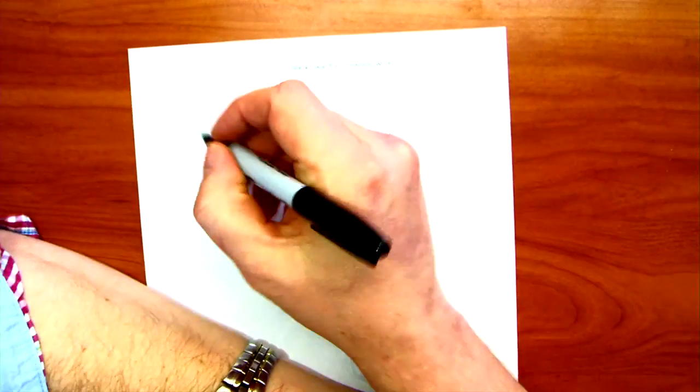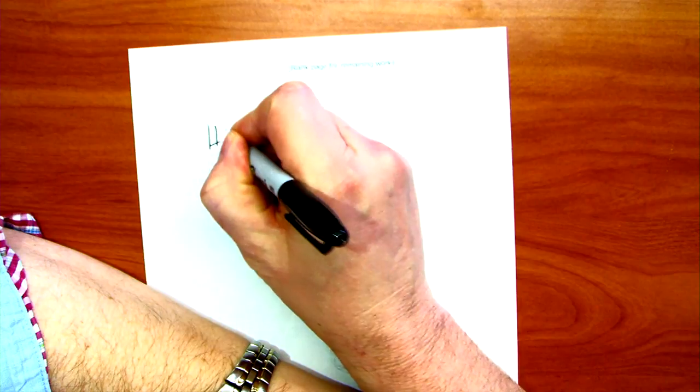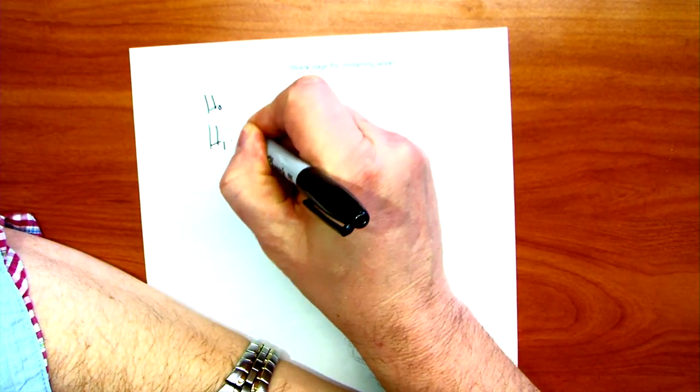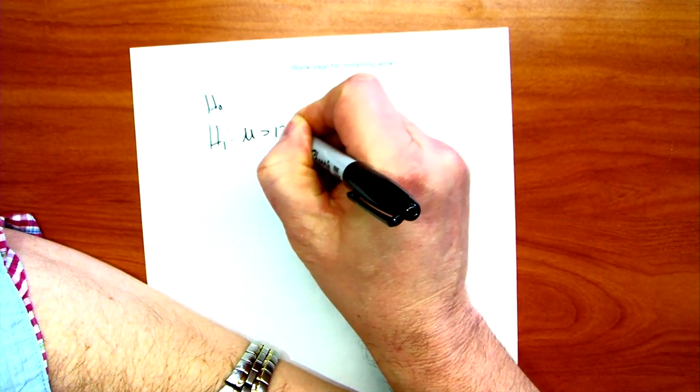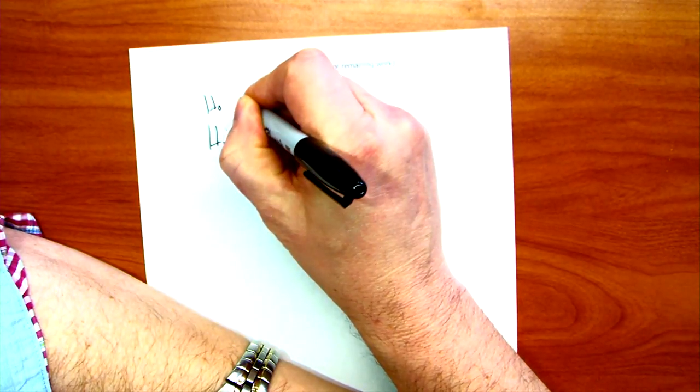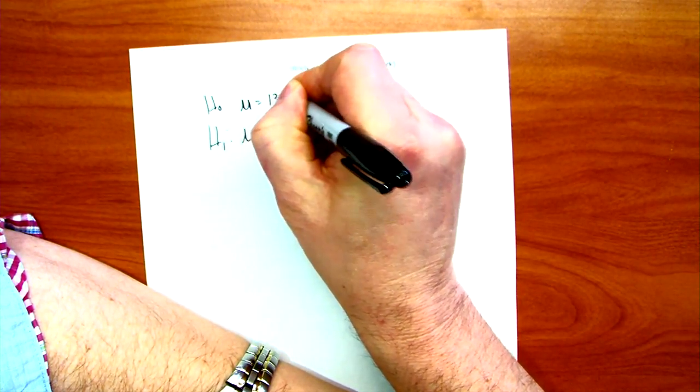So the alternative is what in this case? We're trying to prove that the mean is greater than 1,300. That's the national average. So mu is equal to 1,300.